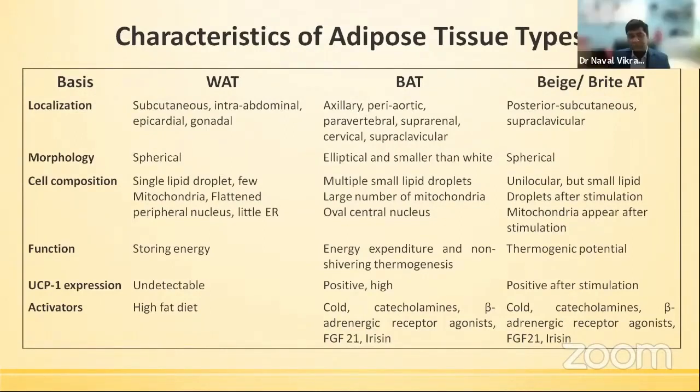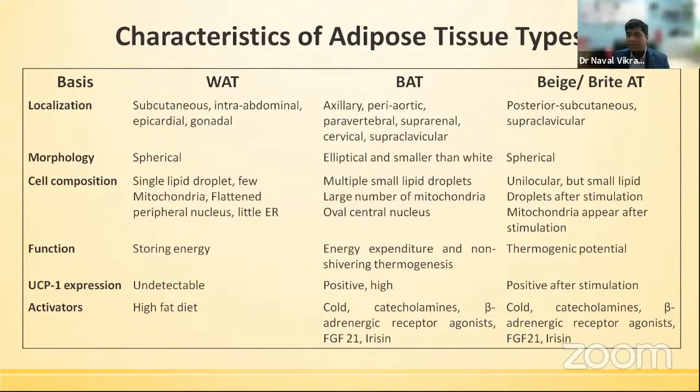In contrast, the brown adipose tissue is basically embryonal in origin. It's mainly located in the paravertebral, axillary, suprarenal, and cervical areas. The cells are elliptical and smaller than the white adipose tissue, and they have multiple lipid droplets and a much greater number of mitochondria. They function predominantly in energy expenditure and non-shivering thermogenesis. In this, the UCP1 expression is very high, and this is what drives the function of this tissue. It is stimulated by several factors like cold, catecholamines, beta-adrenergic receptor agonists, etc.